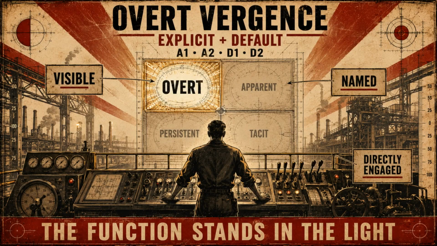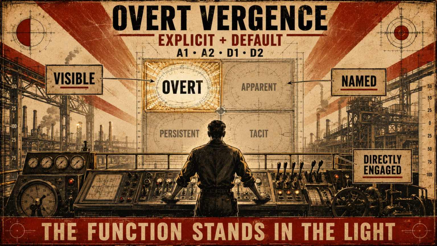The first vergence is overt, explicit, and engaged by default. This is the part of the psyche that stands most clearly in the open. Its information is available to awareness. It can be noticed, named, inspected, and worked with directly. And the psyche does not need to pivot toward it. It is already there, on the main track.